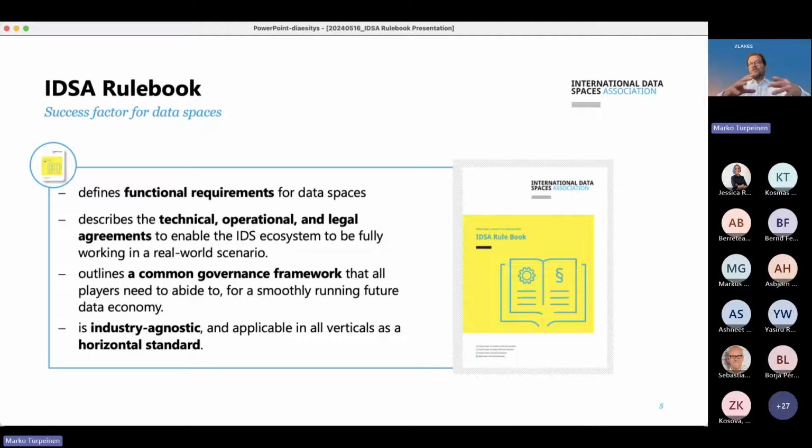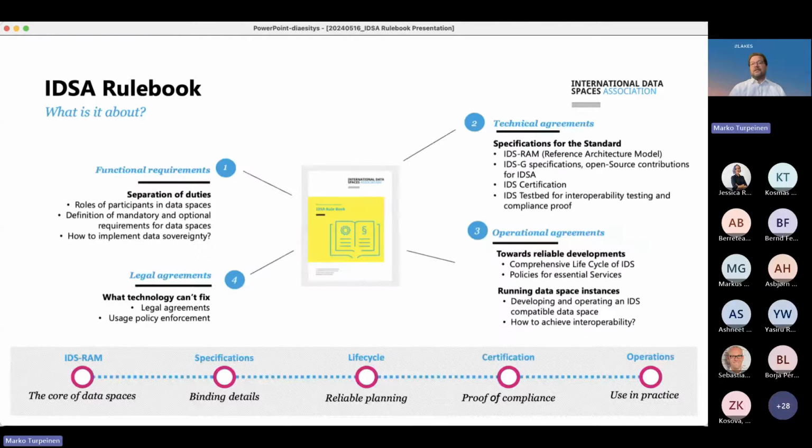And again, outlining this common governance framework and building blocks in a way for how to build this governance framework, and tell participants of data spaces, okay, these are the kinds of things that are needed when you want to set up a data space. So that's the role of this document. It's industry agnostic. It's applicable to all verticals, and that's by design.